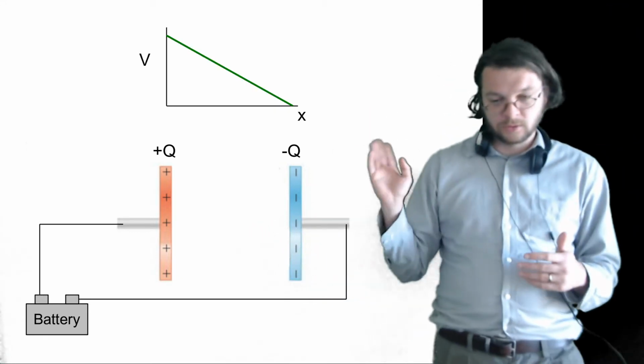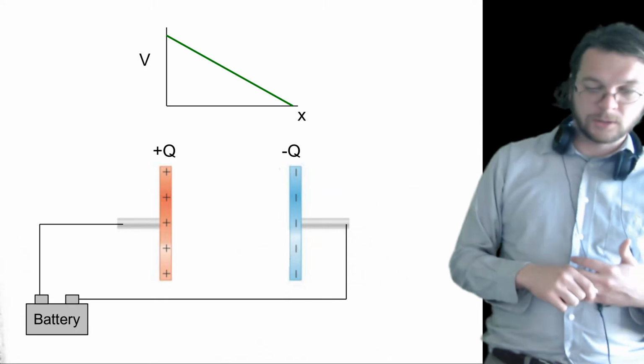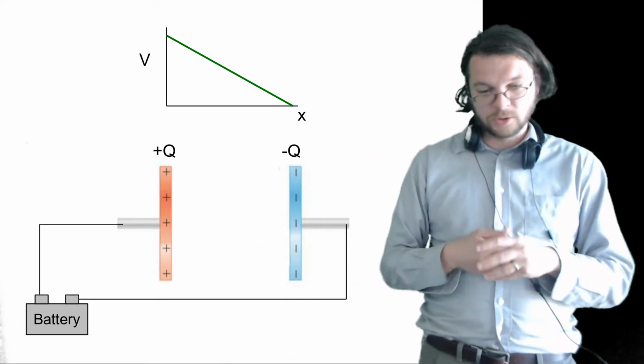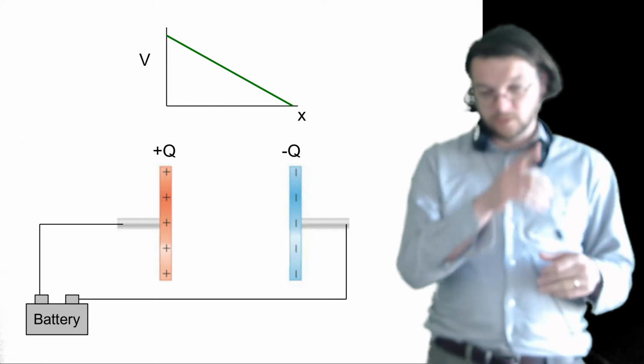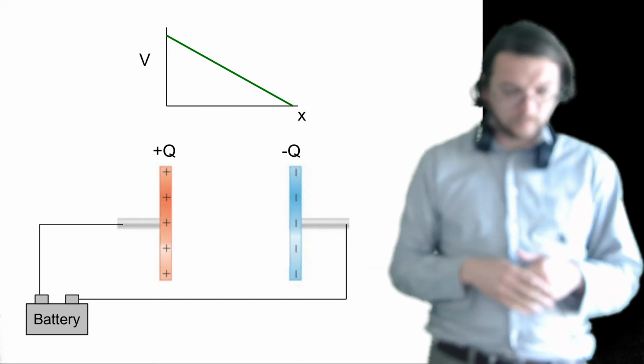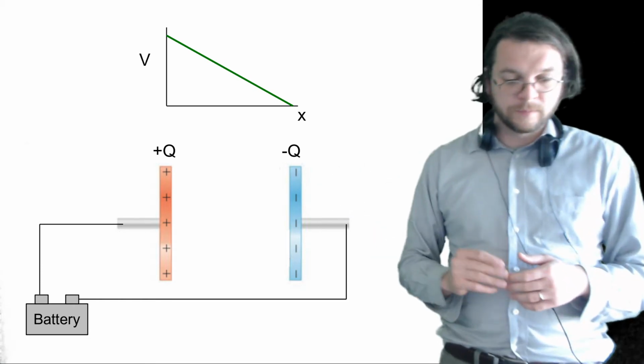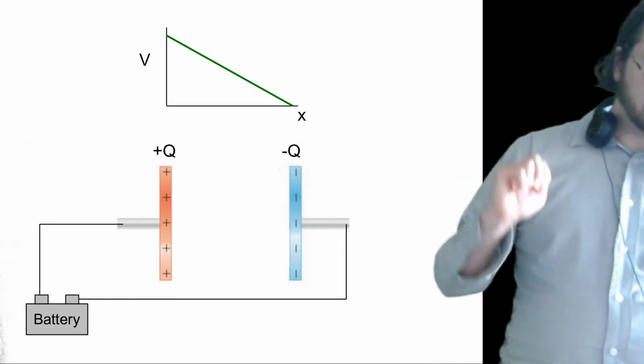And a lecture or two back we had a long discussion about how the electric potential in a situation with a uniform field goes as minus ED, where D is the distance along the field lines. So this is something we've discussed before.